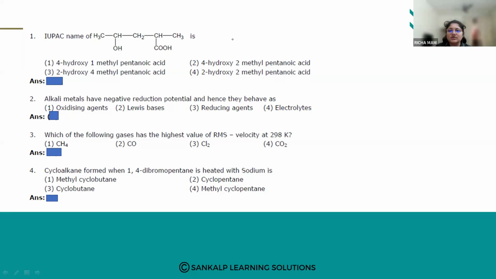Nobody knows. 6 students are there. The structure is CH3, CHOH, CH2, CH, COH, CH3. There are 4 options. First one is 4-hydroxy 1-methyl pentanoic acid. Second, 4-hydroxy 2-methyl pentanoic acid. Third, 2-hydroxy 4-methyl pentanoic acid. And fourth, 2-hydroxy 2-methyl pentanoic acid.